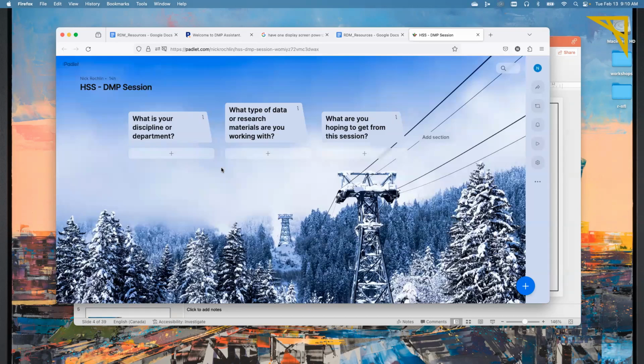Cool. So I have set up a Padlet here, and just for us to get to know each other a little bit, we have 3 questions. What is your discipline or department? Type of research data or materials are you working with? What are you hoping to get from this session?